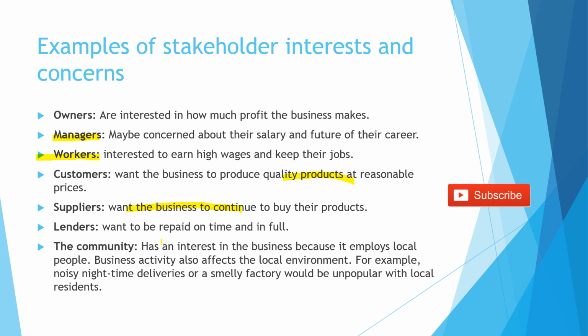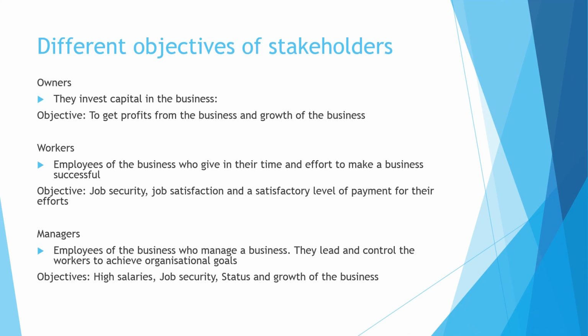Lenders might be concerned because they want to be repaid on time and in full. The community might be interested or affected because it has an interest in a business as it employs local people. Business activity also affects the local environment. For example, noisy nighttime deliveries or smelly factories would be very unpopular with local residents, and they would do everything they can to try and get rid of the business.